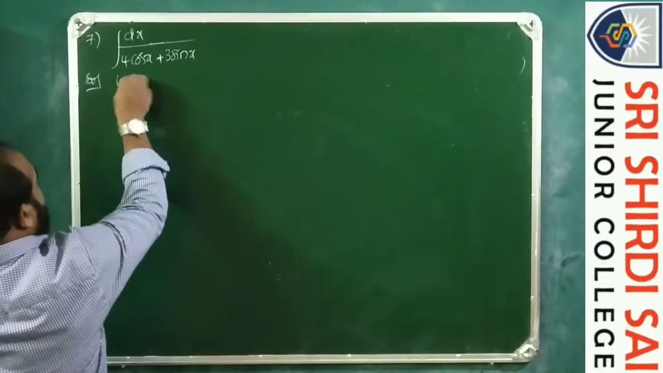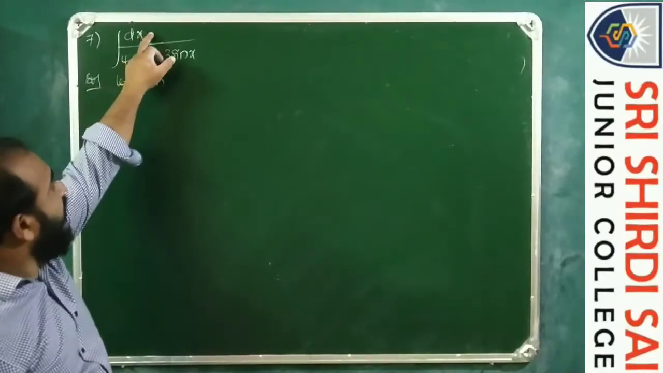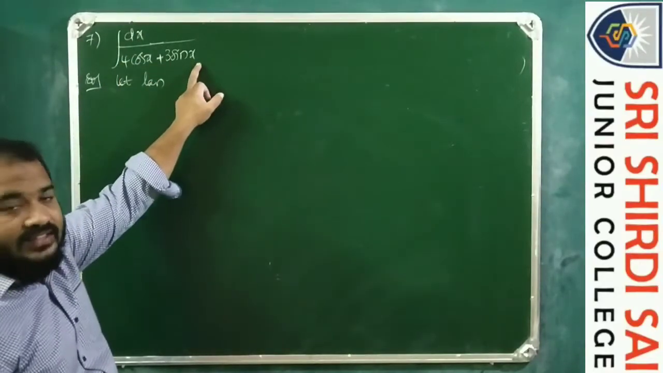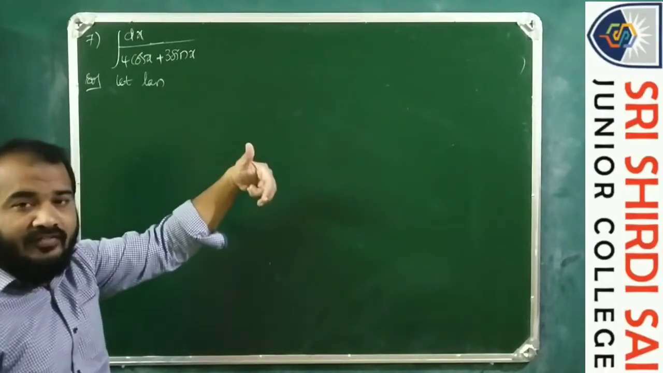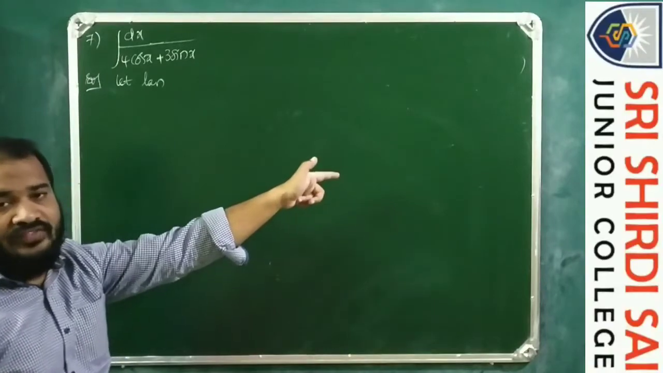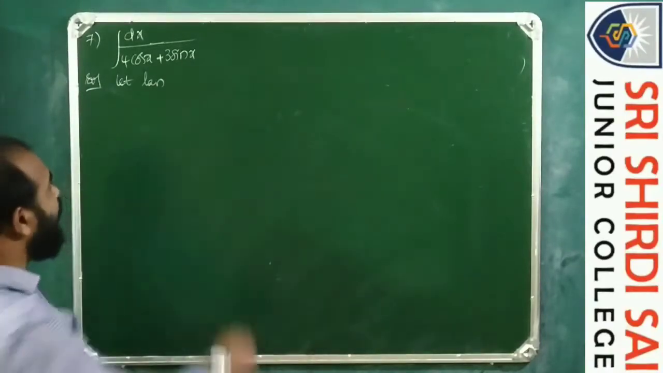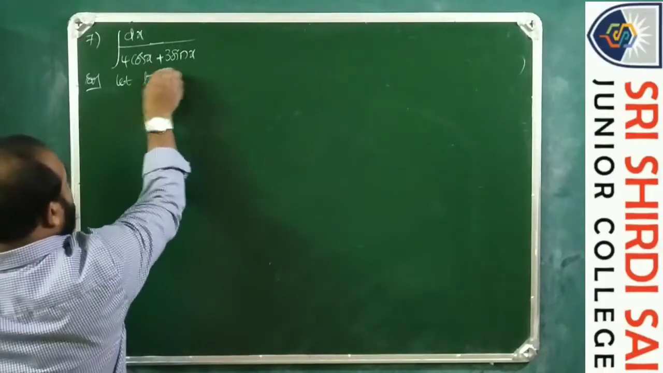In the earlier problem, dx by 2 minus 3 cos 2x, we had taken tan x equals to t into consideration there. But here x is there. So tan x by 2 we have to take. Tan x by 2 is equals to t.